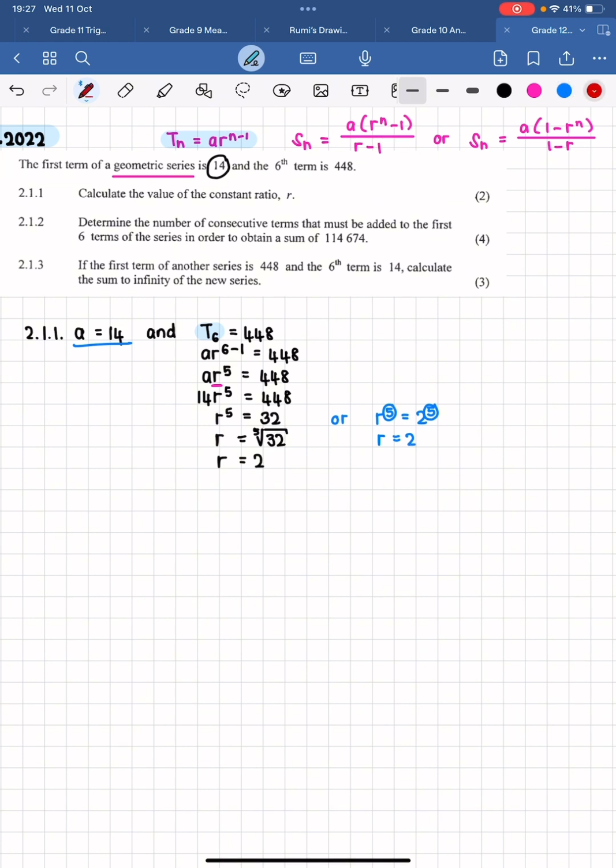This question was only worth 2 marks. The first mark was actually only for that line, so substituting the 14 and using the Tn formula for term 6. And then the second mark was for the actual answer of R equals 2.